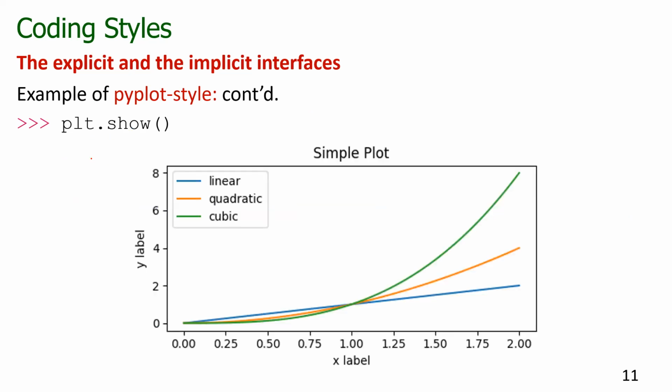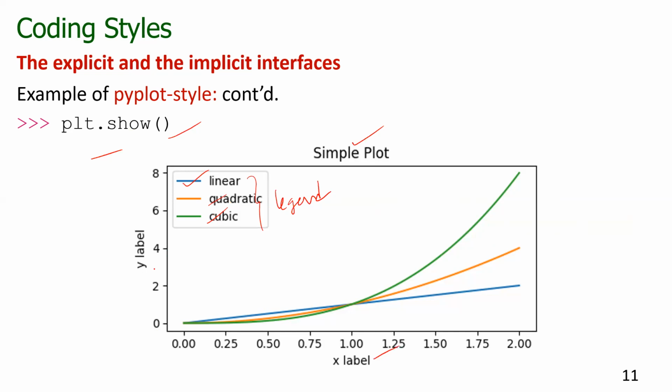Here you can see plot.show. The same diagram. There is no change of diagram here. Only the coding style varies. Object-oriented, you have to define explicitly. Then in pyplot style, you define implicitly. This is the figure title. This is the legend that we explained: blue color linear, orange quadratic, green cubic.